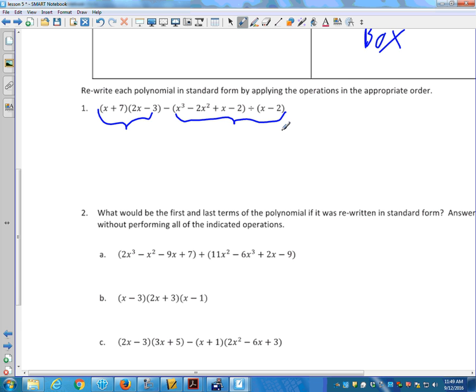So you and your partner, one of you picked multiplication, the other one picked division. Pick your favorite operation. One of you do the first part, the other one do the second part, and then we'll do subtraction together.